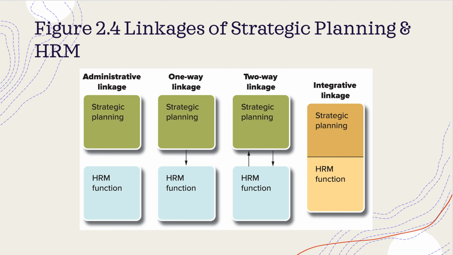The levels of linkage will be discussed in relation to the different components of strategic management, and you can see their linkages illustrated here in Figure 2.4. We have our administrative linkage that has the strategic planning and HRM function. We see the one-way linkage and how it ties in. So you see the break between them, and then you see that in the two-way, they're flowing in both directions. And then you integrate them. You now bring them together as one, as part of the puzzle, right? You bring those puzzle pieces together.